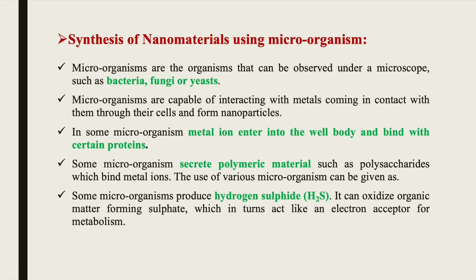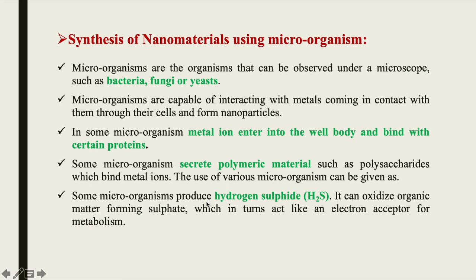Depending on which microorganism is there, these three types of mechanism are possible. Either your metal ion enters through the cell wall and binds to certain proteins, and that's how it interacts inside the cell. Or some microorganisms secrete the polymeric material like polysaccharide, and this acts as a surfactant and binds to the metal ions, and that's how it synthesizes the nanomaterials.